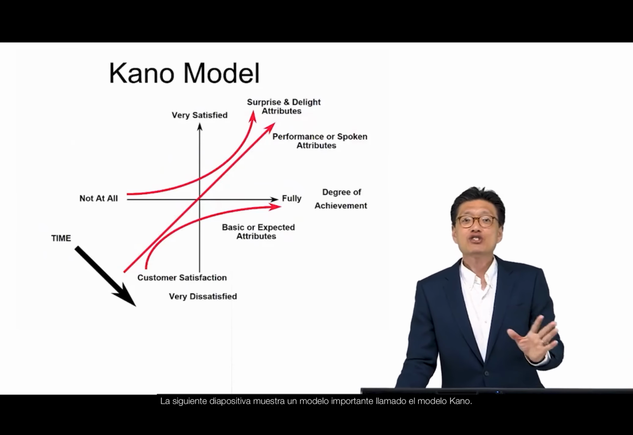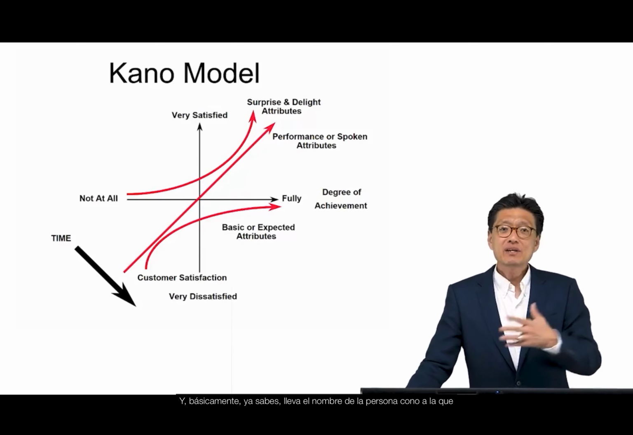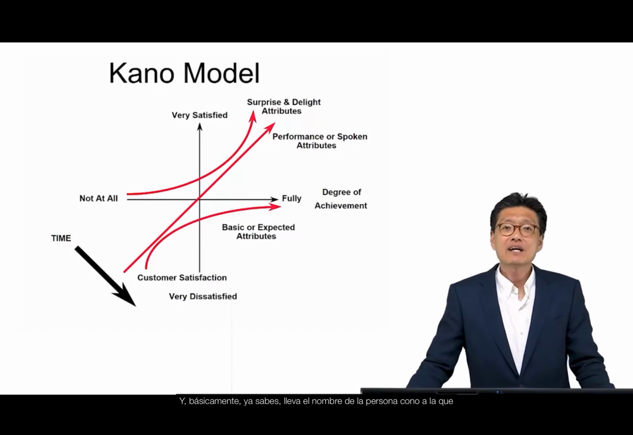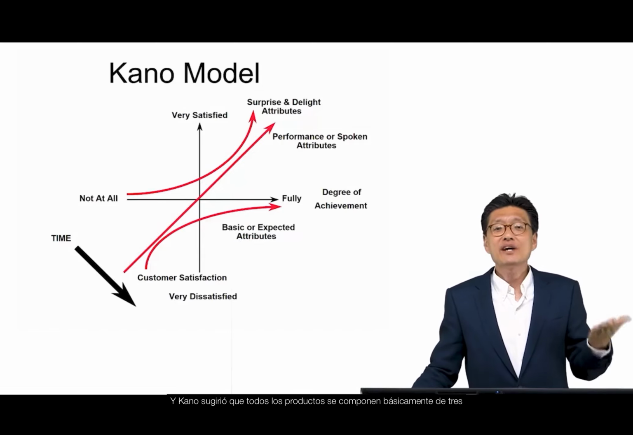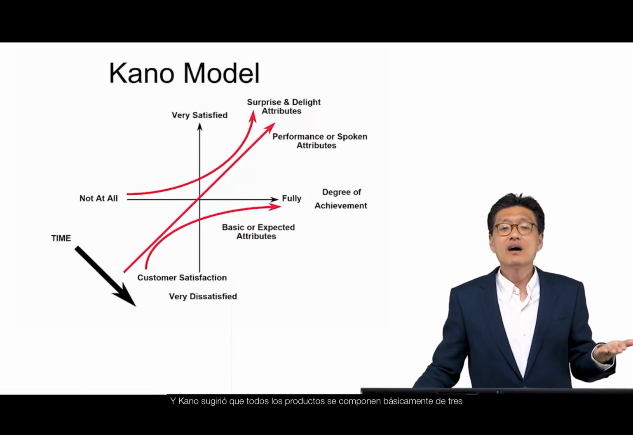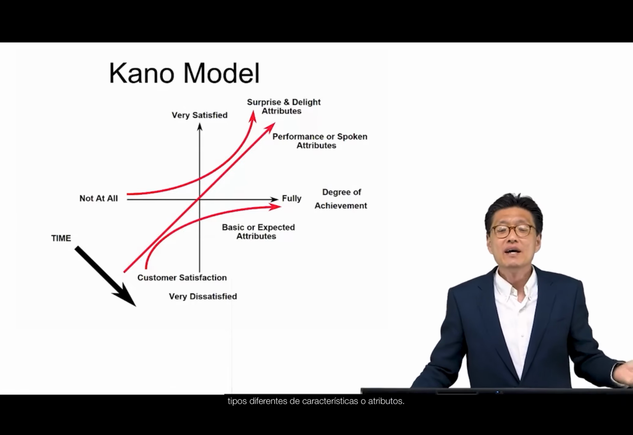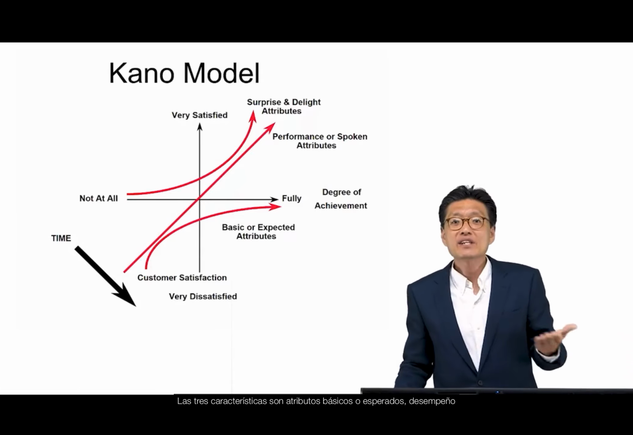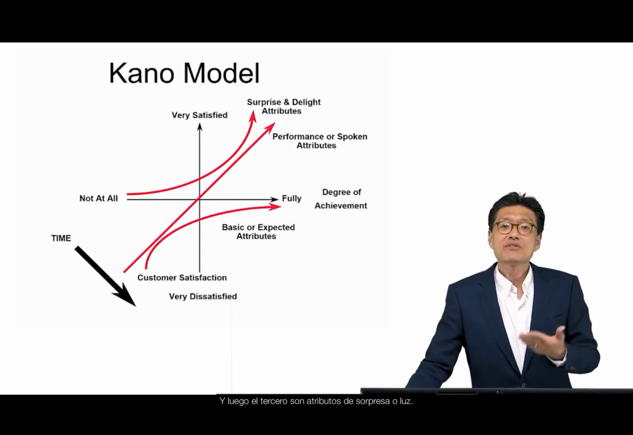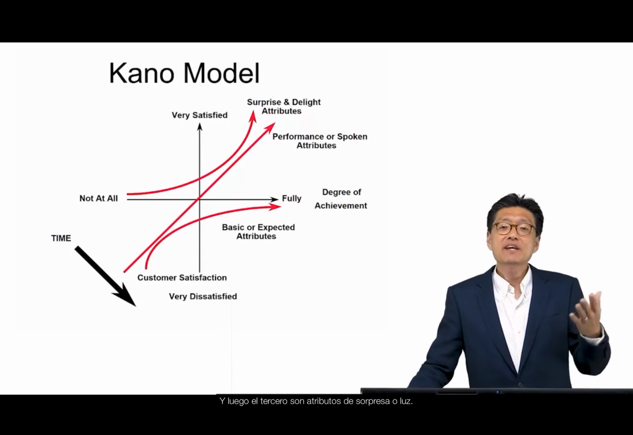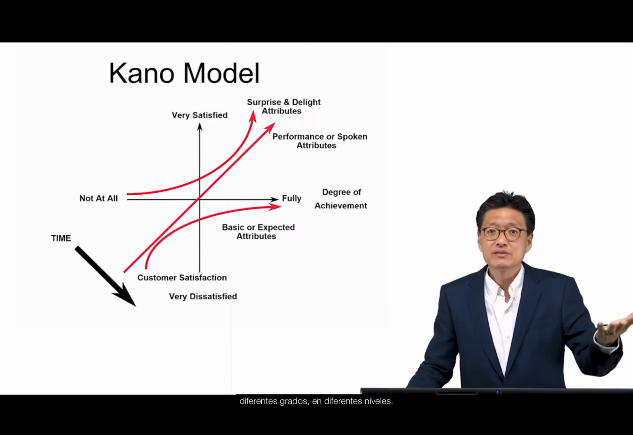The next slide shows an important model called the Kano model. It's named after the person, Kano, who came up with this model. Kano suggested that all products are basically made up of three different types of features or attributes. The three features are basic or expected attributes, performance or spoken attributes, and then the third are surprise or delight attributes. He said that all products are basically made up of these three to different degrees, to different levels.